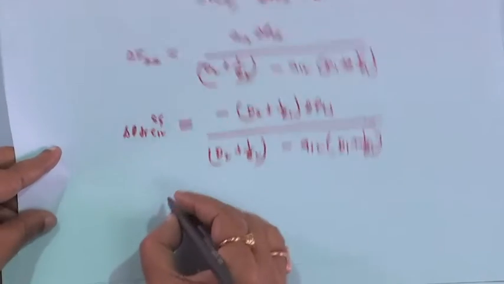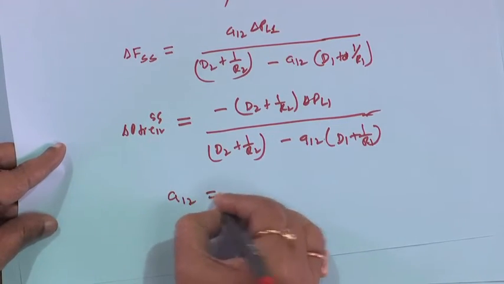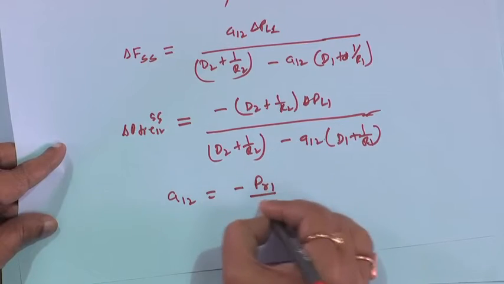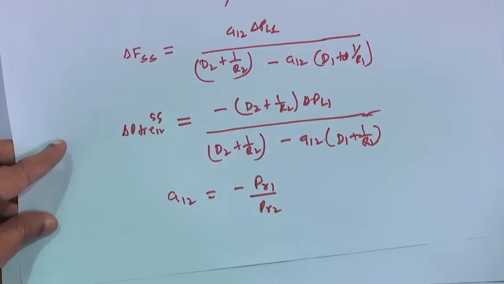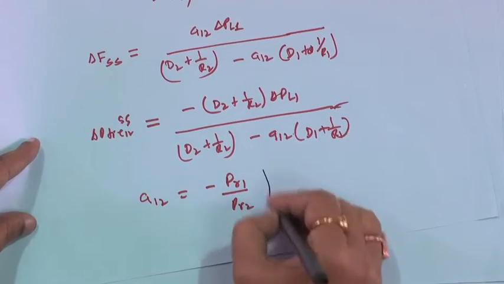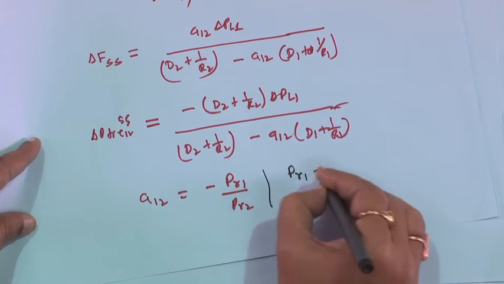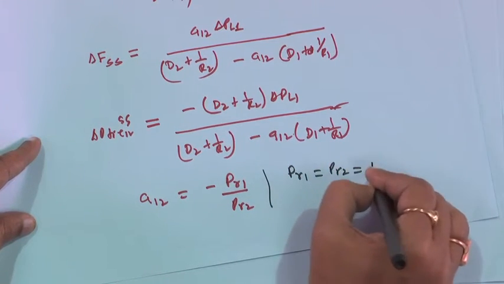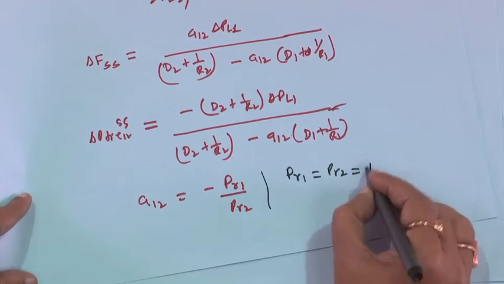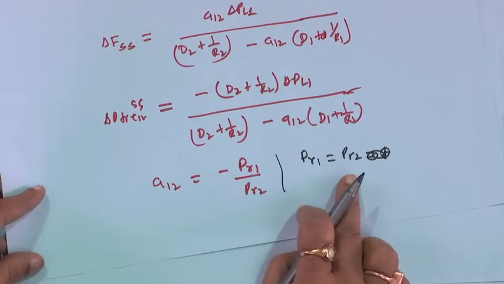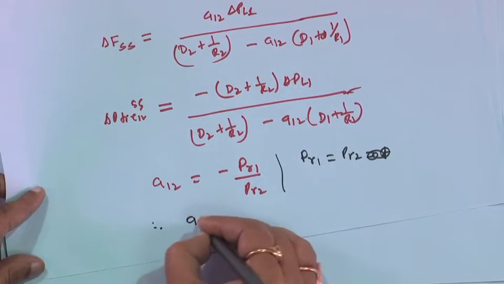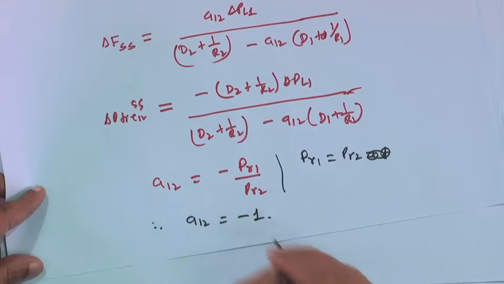Now, we have seen that A12 is equal to minus PR1 upon PR2. That means, if we assume the area capacity ratio PR1 to PR2 is equal to 1, that is PR1 is equal to PR2, they are the same, then A12 is equal to minus 1.